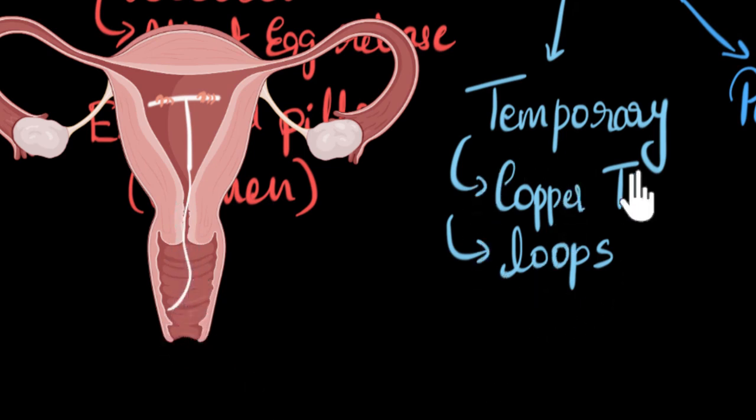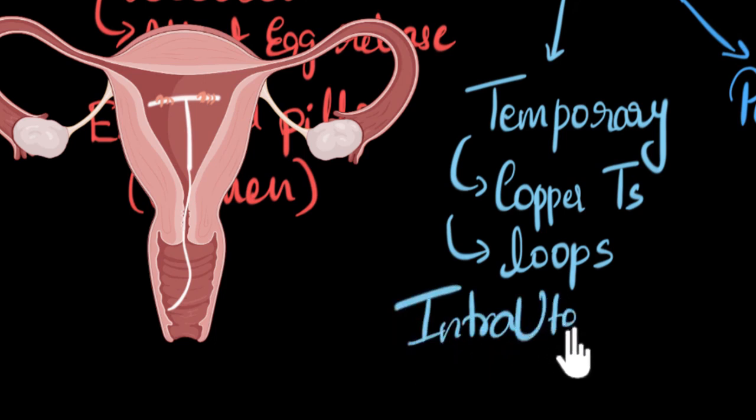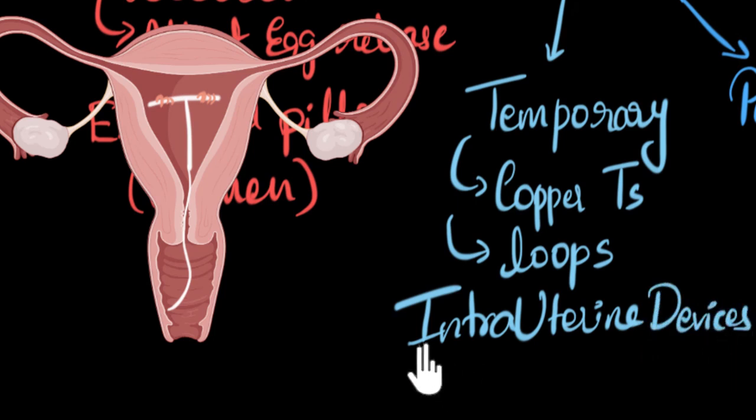And since these devices are put inside the uterus, they're often also called intrauterine, inside the uterus, intrauterine contraceptive devices. So the short form for that is IUD. You may hear about them, IUDs. IUDs are basically these temporary methods, all right?